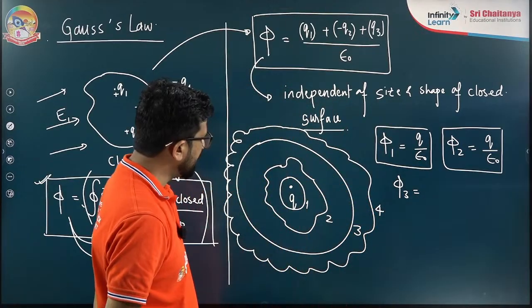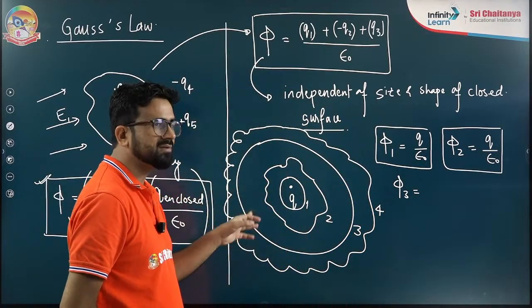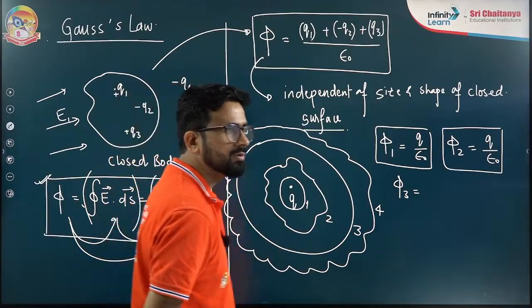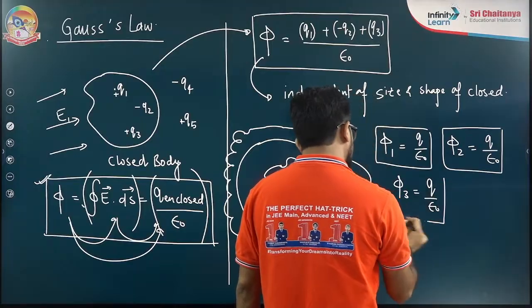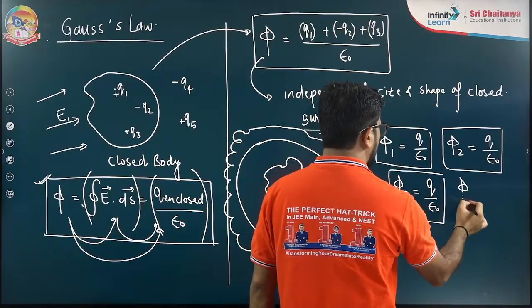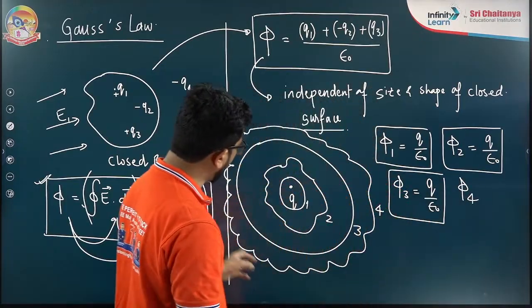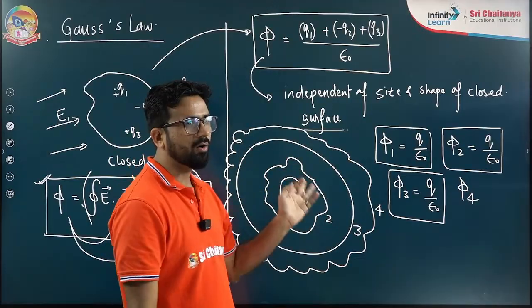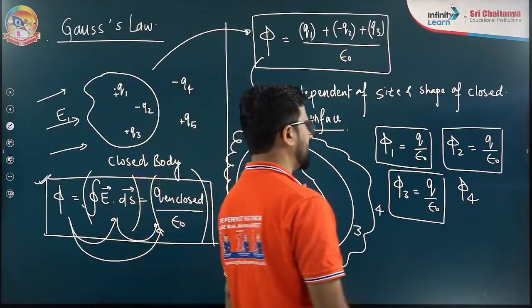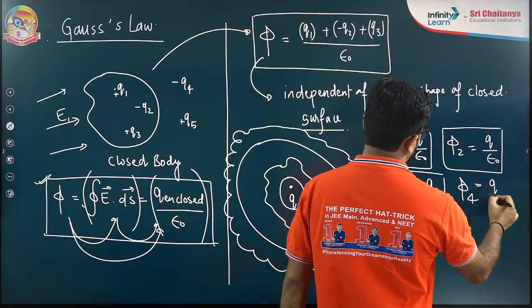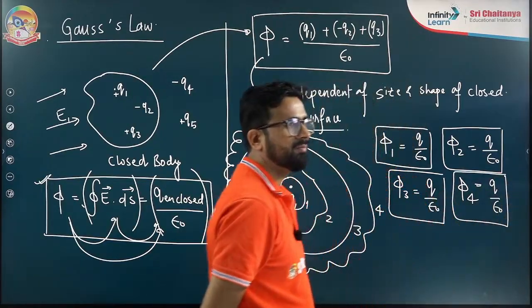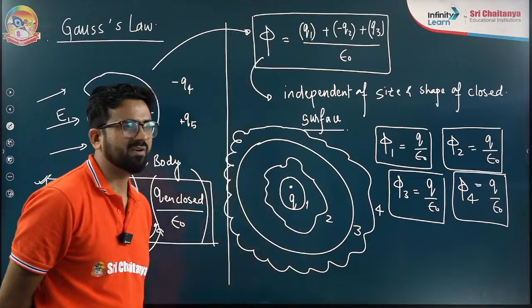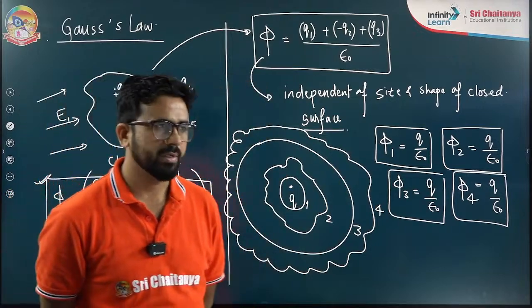Now surface 3. Again you will say how much charge inside? Again the same, that is equal to Q. So Q by epsilon. Same for surface 4. If you see 4, what is the charge inside? Only Q. Again that is equal to Q by epsilon. So what did you understand? Does it depend on the size, or does it depend on the shape of the surface? The answer is no, it does not depend.